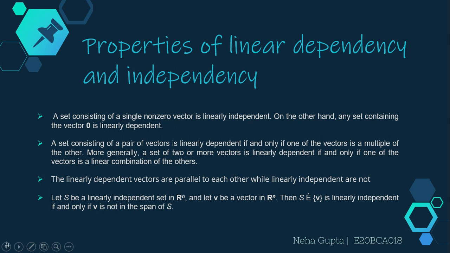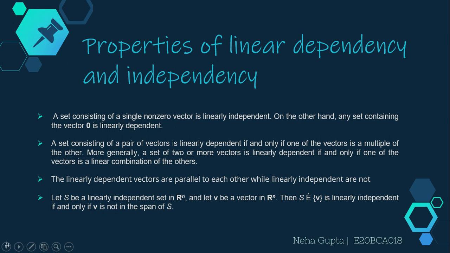linearly dependent. The second property: a set consisting of a pair of vectors is linearly dependent if and only if one vector is a multiple of the other, and more generally we can say a set of vectors is linearly dependent if and only if some vector is a linear combination of the others. And the third one: linearly dependent vectors are parallel to each other while linearly independent ones are not.